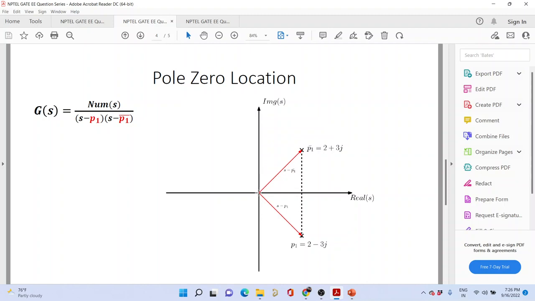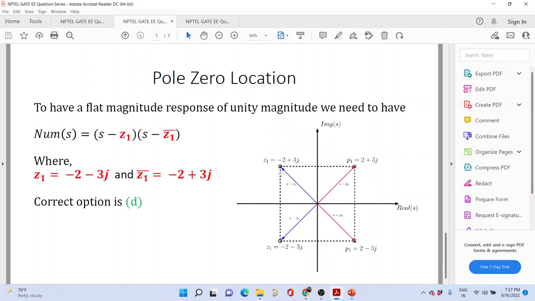So in that case the vector would be from here to here. If you had chosen some other point, you would have chosen a vector from here to here. So s minus p1 is a vector joining this point and this point. If you had chosen s somewhere over here, the vector would have been from this point to this point. Now, as you need the magnitude to be unity, in the numerator polynomial you need to have two other vectors whose magnitudes must be the same. So in that case, you need to have two such zeros.